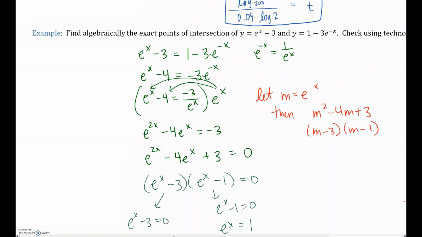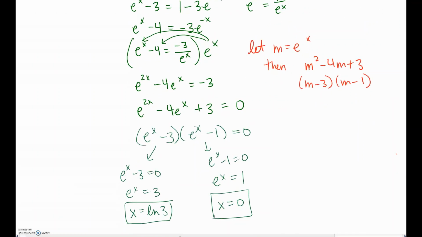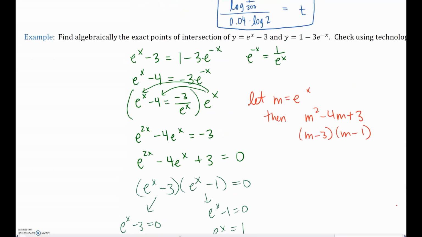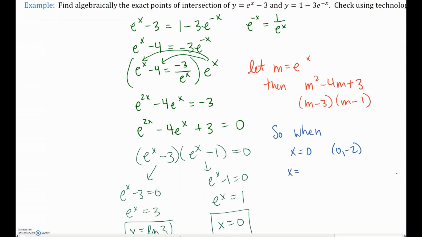Now, I think they said, find the points of intersection. So now we've got to plug those back in and figure out where they are, right? So the two answers that I would get, so when x equals 0, you get the point of intersection. Let's see, let's plug it in the first one. Anything to the 0 power is 1, so 1 minus 3 is negative 2. You get 0, negative 2. And when x equals, what was the other answer? ln of 3.